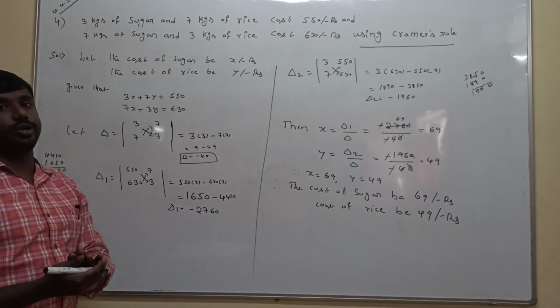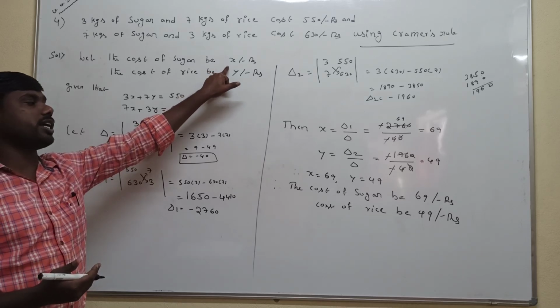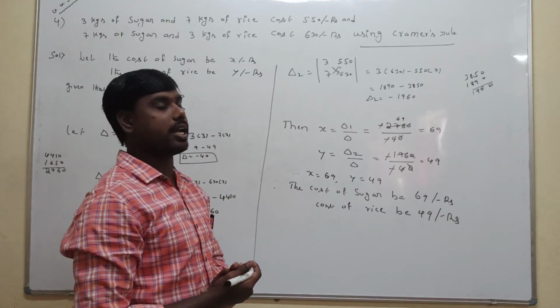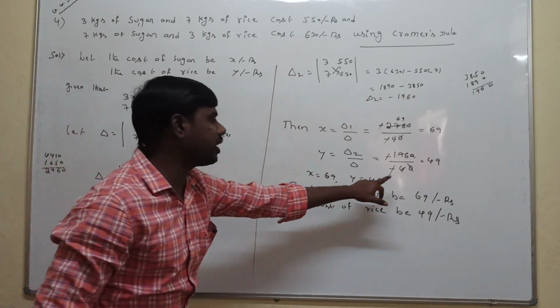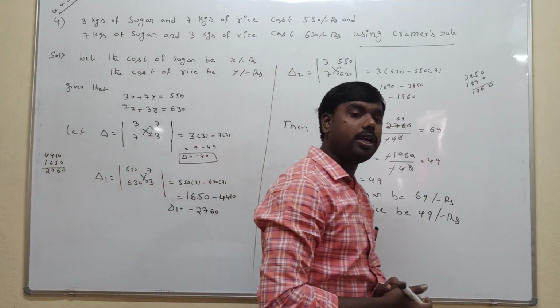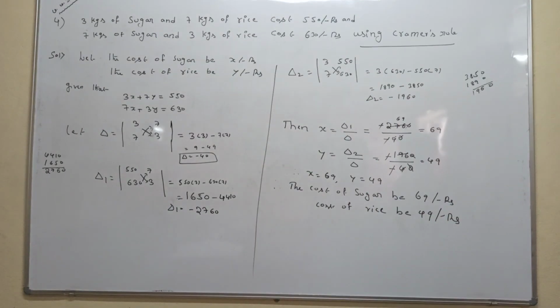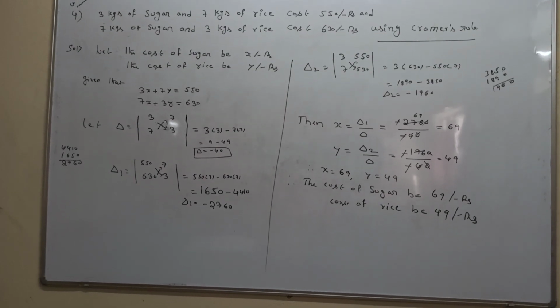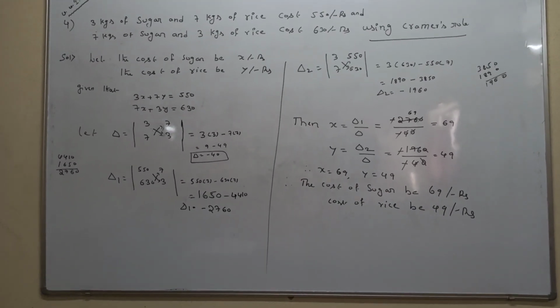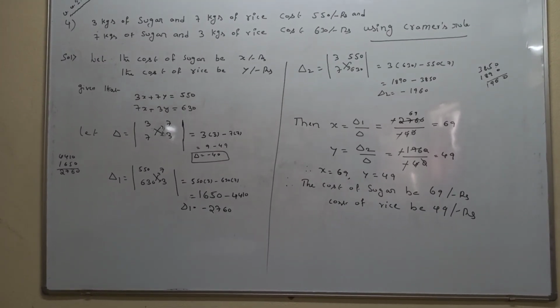The cost of sugar is x rupees. What is the x value we got? 69 rupees. Next, what is the cost of rice? Y rupees. What is the y value we got? 49 rupees. That's why the cost of sugar is 69 rupees and the cost of rice is 49 rupees. So, did everyone understand how to solve the given equations?